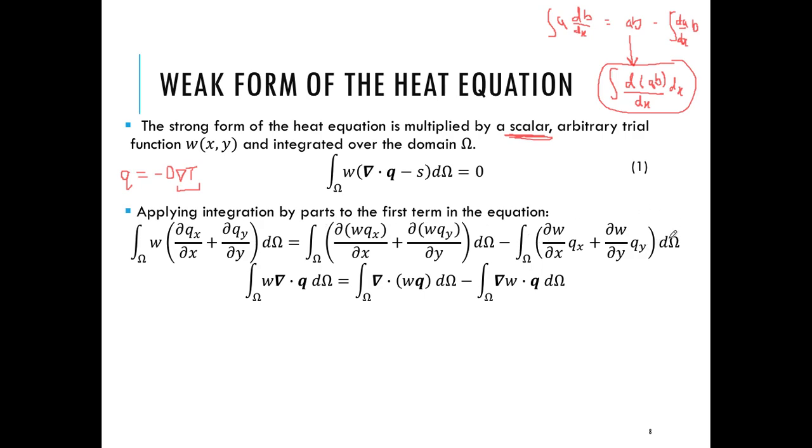I can rewrite this in vector notation so that my left hand side, w del dot q, that is w times the divergence of q, is actually equal to del dot wq minus del w dot q. Now I have written this in vector form.